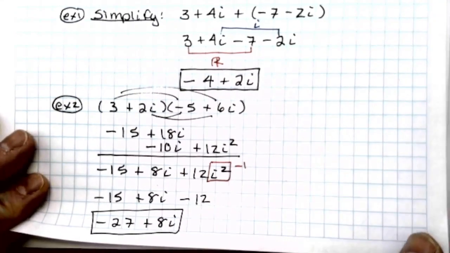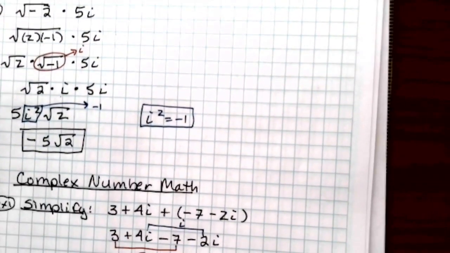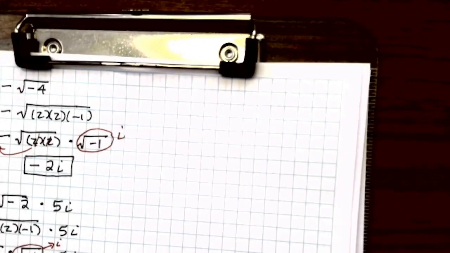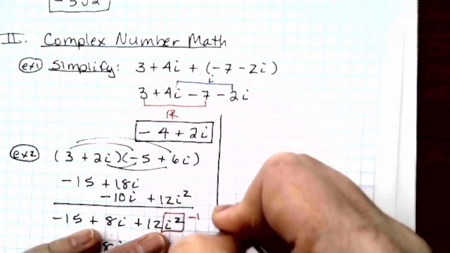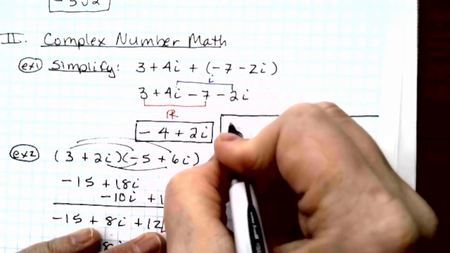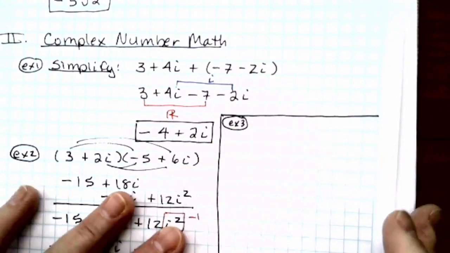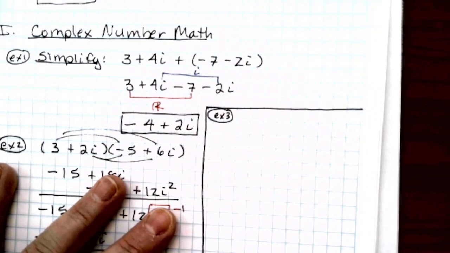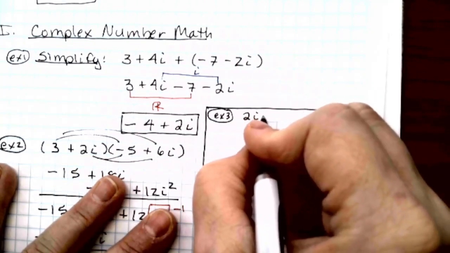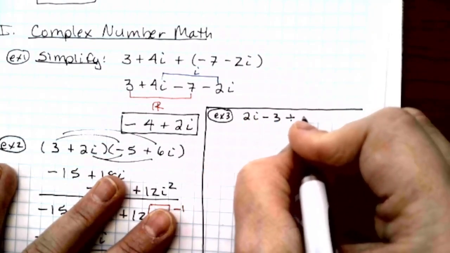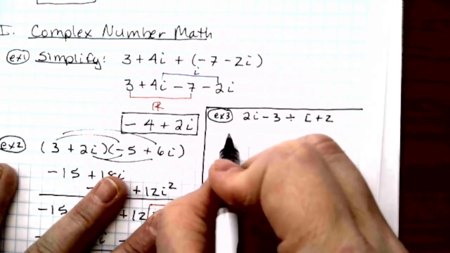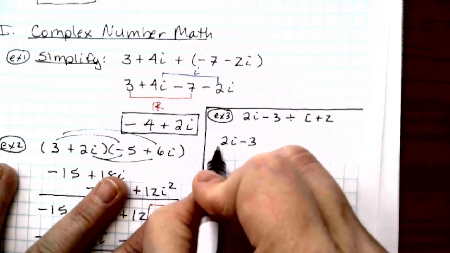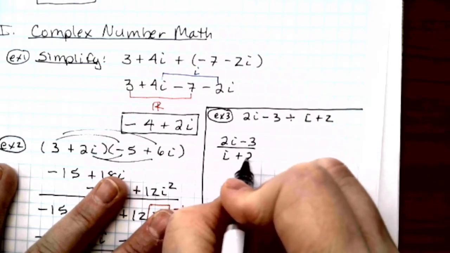All right, example 3. We're going to do division. So 2i minus 3 divided by i plus 2. So the first thing you're going to do is stack it up. So 2i minus 3 over i plus 2.